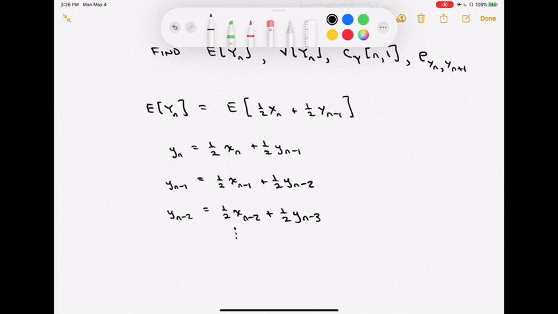And what this suggests is a form of recursion, right? I have an expression here for y of n minus 2. I could plug that into here. That gives me an expression for y of n minus 1. That could get plugged into here, right? And we can keep doing those kinds of substitutions on a repeating basis.